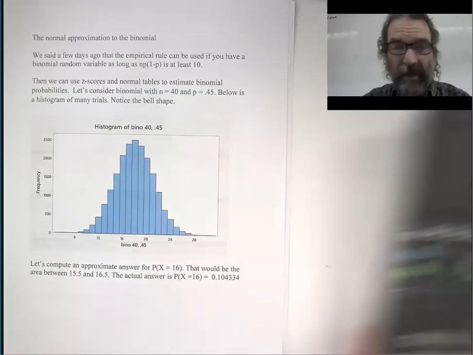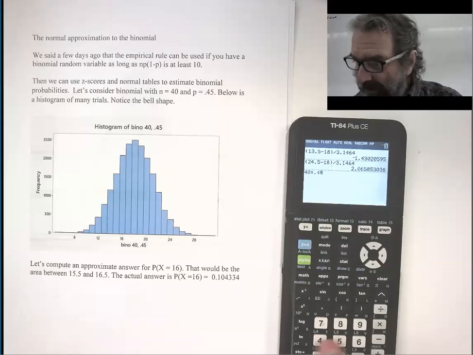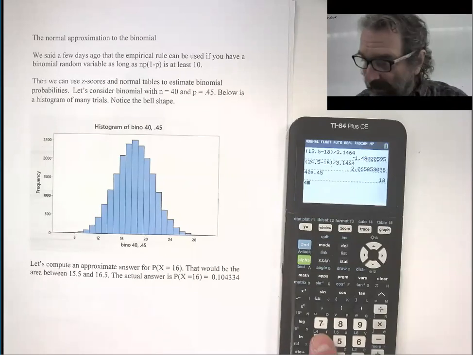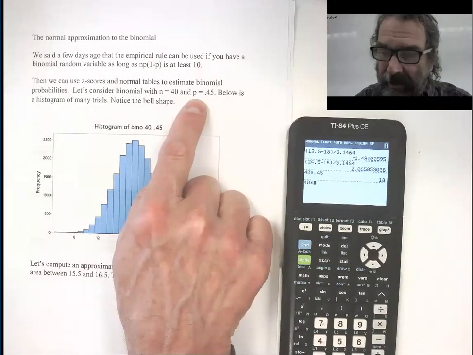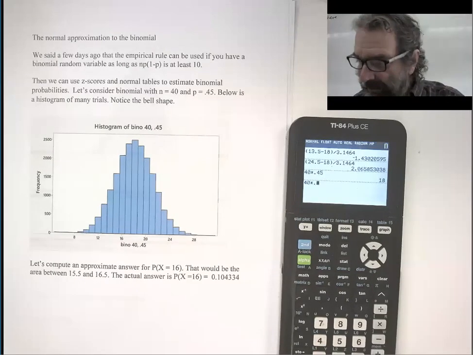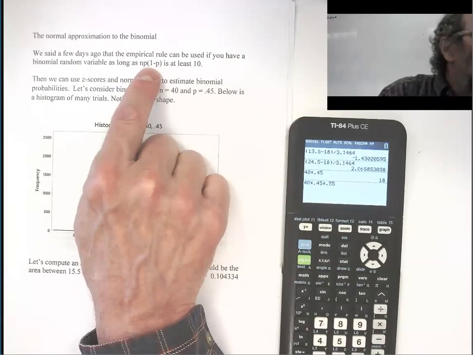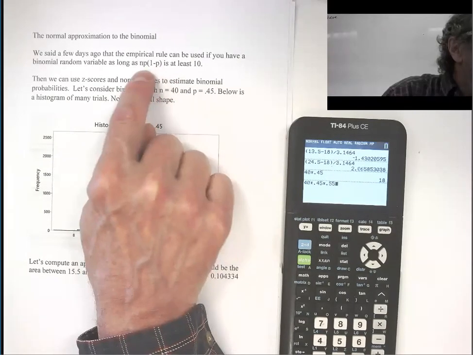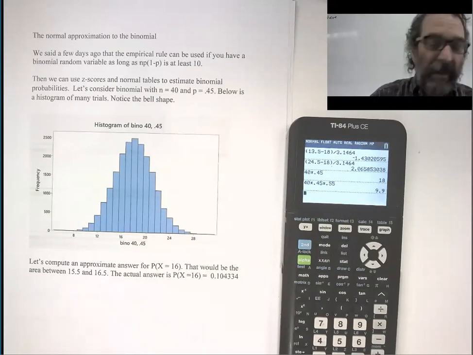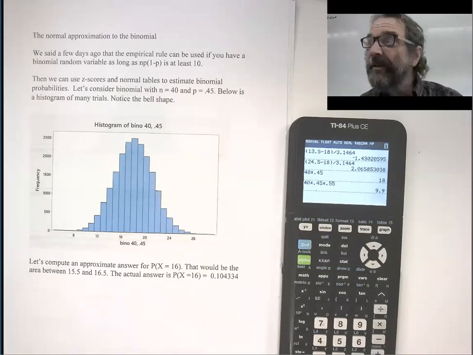Well, okay, if we do that, then n is 40 times 0.45. That is 18. And 40 times 1 minus p, oh, sorry, let's do the whole thing. 40 times 0.45 times 0.55. That's n, p, 1 minus p. 40 is n, p is 0.45. So 40 times 0.45 times 0.55. Okay, hit that. So that's 9.9. That's pretty close to 10. So we're going to take 9.9 as being close enough to 10.